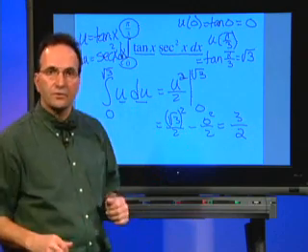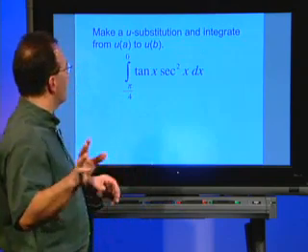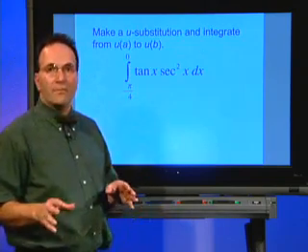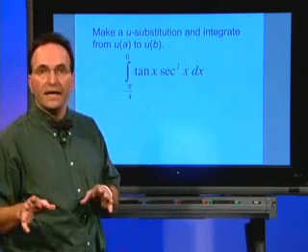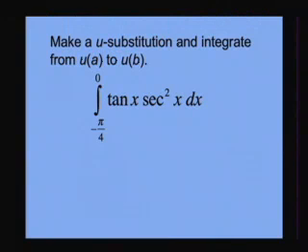Well, now it's time for you to try a problem. I would like you to make a u substitution and integrate from u of a to u of b the integral from negative pi over 4 to 0 of tan x secant squared x dx. Pause the video while you work on this problem, and when you are finished, restart the video to check your solution.